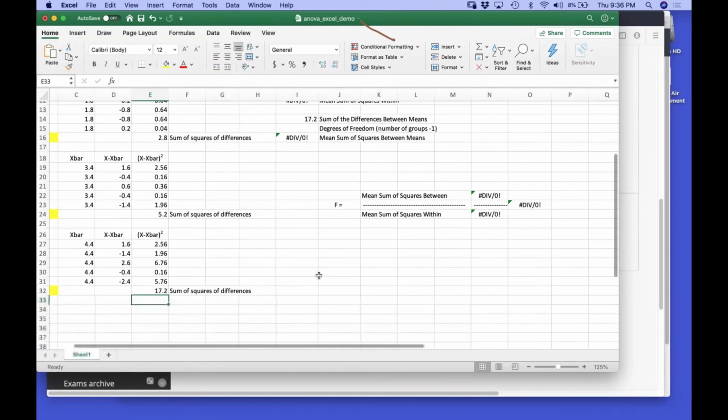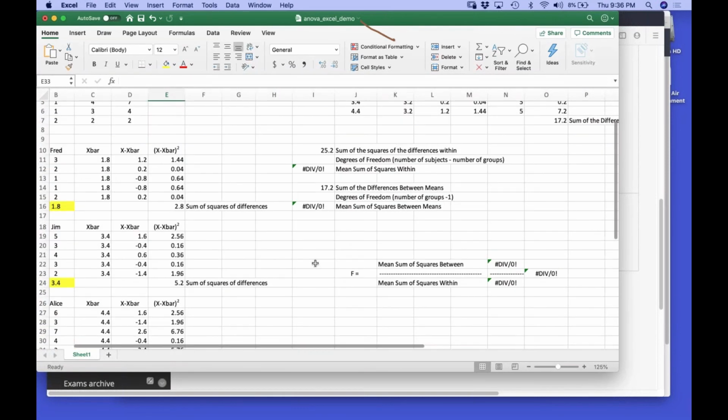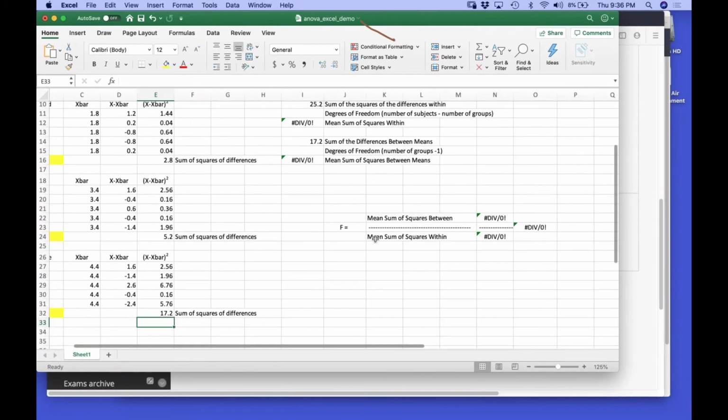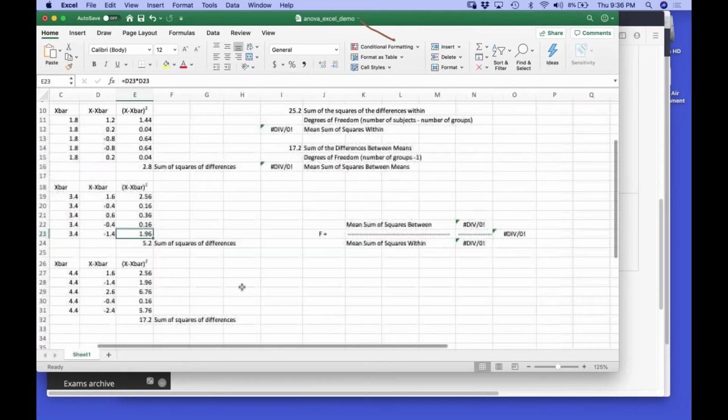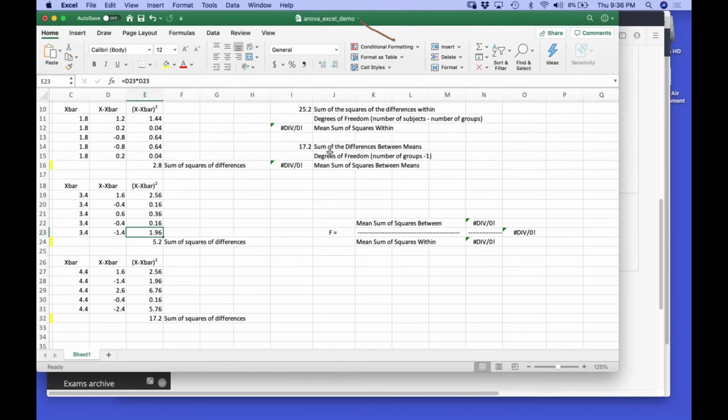Okay, so let's see what we got here. Our F statistic is going to be the average sum of the squares between the means over the average sum of squares within the groups themselves. So this top part is the average of the sum of these squares: 2.8, 5.2, and 17.2. Okay, so if I go over here, the sum of the squares of the differences between the groups is, let's see, the sum of the squares, the sum of the differences between the means.